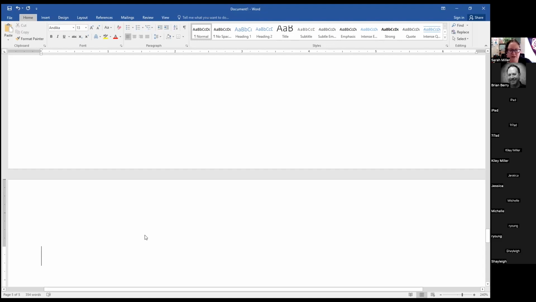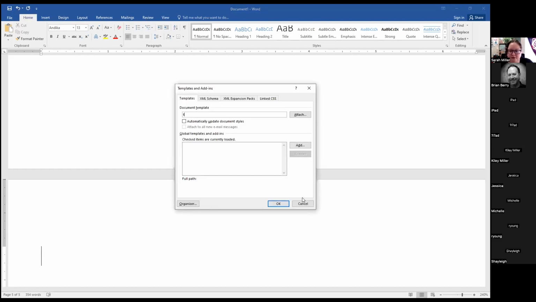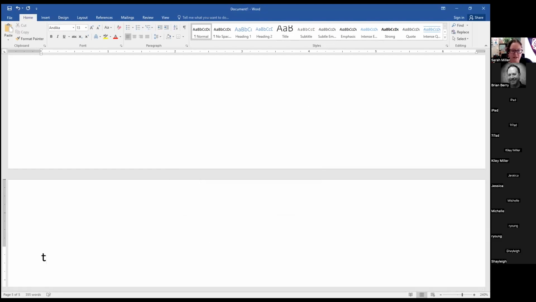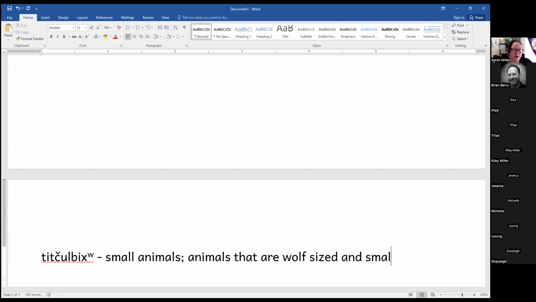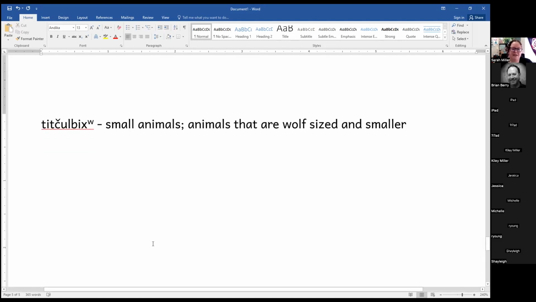Remember, Teat Cholbuf is small animals that are wolf-sized and smaller. Not typically animals you'd hunt, not like big game. I guess you would hunt some of the smaller ones, like you'd hunt a quatcheldi, you'd hunt some wild ears.